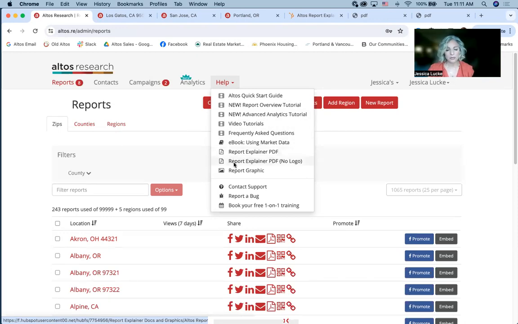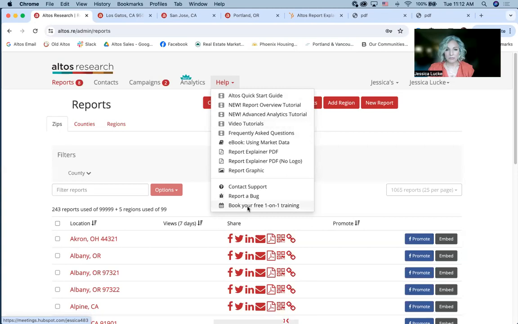Well, you can also have it without a logo. Now, in addition to these, you'll see that you've got the quick start guide. That's a quick start guide on adding contacts, understanding campaigns. I highly recommend that, along with our report overview. We're going to go at kind of lightning speed today. You're going to be able to watch the recording, but there's also this great tutorial that you can view as well. So I recommend doing that as well as the other tutorials.